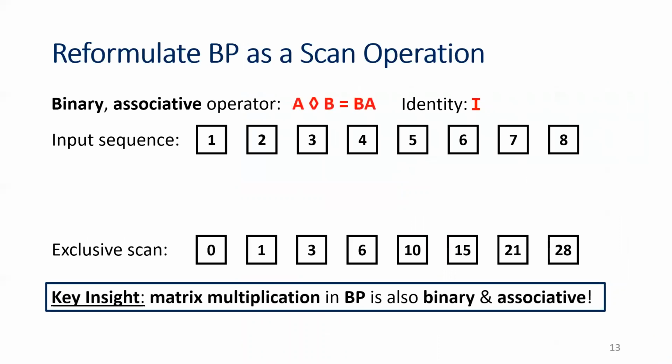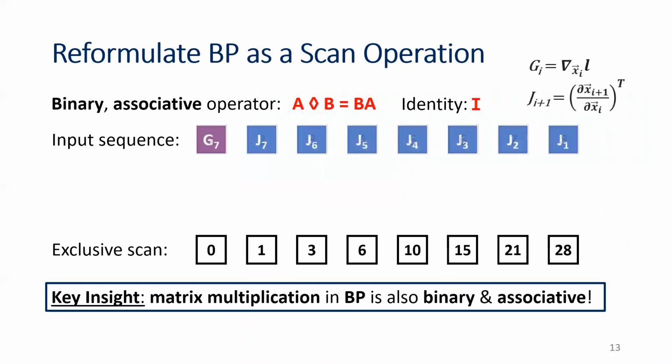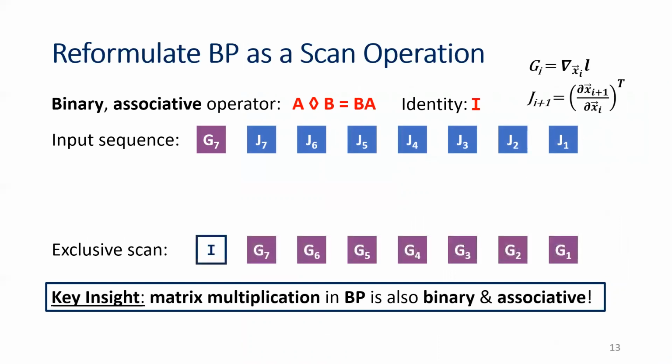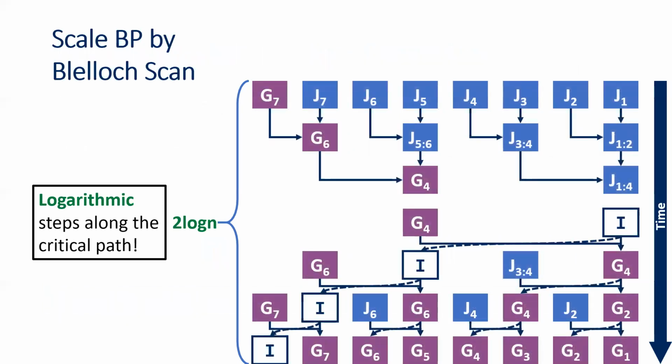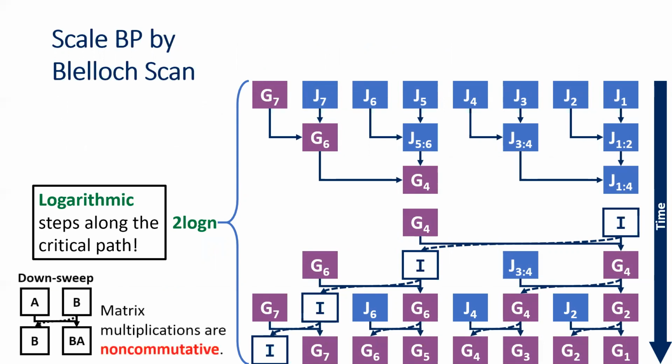Therefore, by replacing the addition with an operator that multiplies two matrices in reverse, and replacing the scalar inputs with the final gradient vector and the transpose Jacobians at each layer, we can reformulate BP as a scan operation which produces the same output as BP. And of course, we could use the same Blelloch scan algorithm to reduce the number of steps on the critical path from linear to logarithmic. Since matrix multiplication is not commutative unlike addition, we need to customize the downsweep phase to accommodate such property.